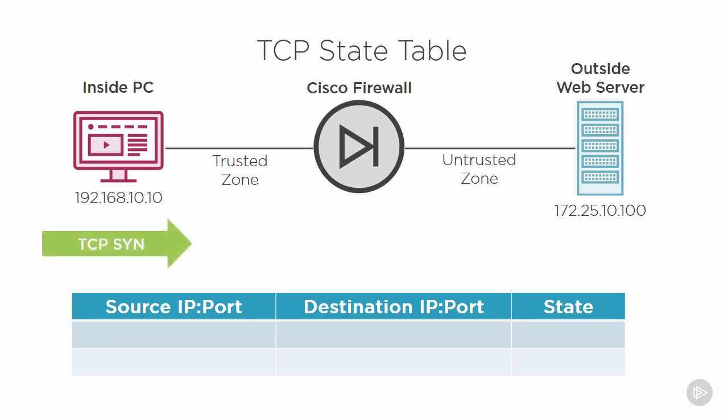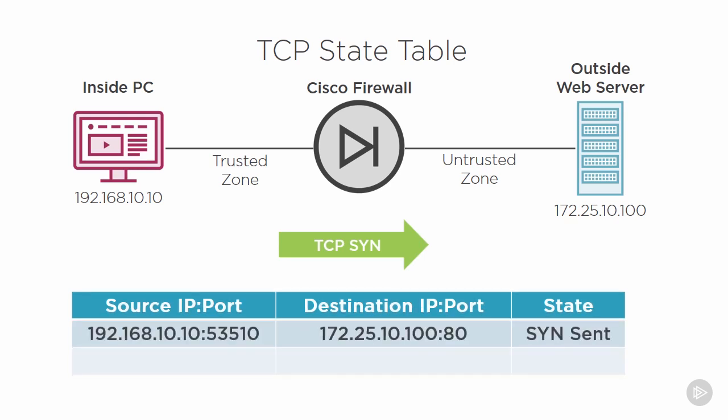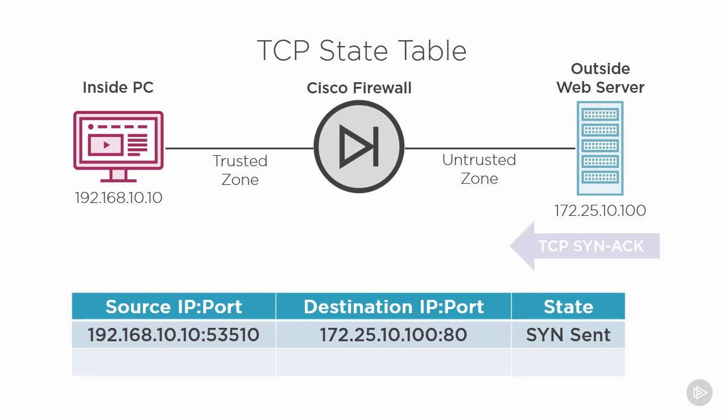In this case, if I want to browse to the outside web server, my TCP SYN message takes a very brief pit stop at the firewall. It records the source IP, the destination IP and port, and the current state. The current state is that the SYN message has been sent. Once we record that state, we send that to the outside web server. The outside web server can then respond with the SYN ACK.